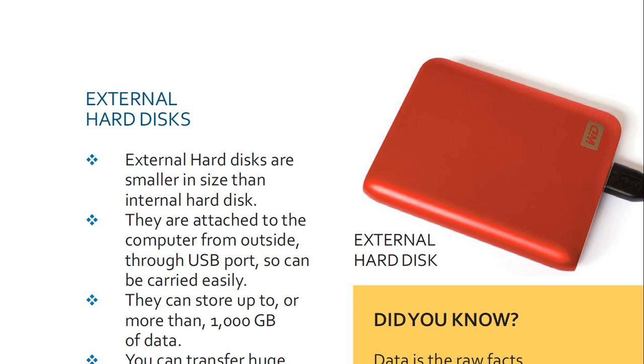External hard disks are smaller in size than internal hard disks. Before, we saw the internal hard disk, and now the external hard disk. So we can compare the size of internal and external hard disks. The external hard disk has a small size. They are attached to the computer from outside through a USB port.